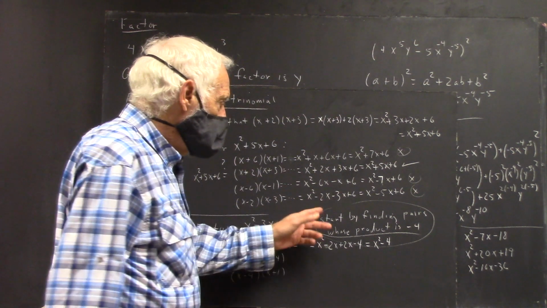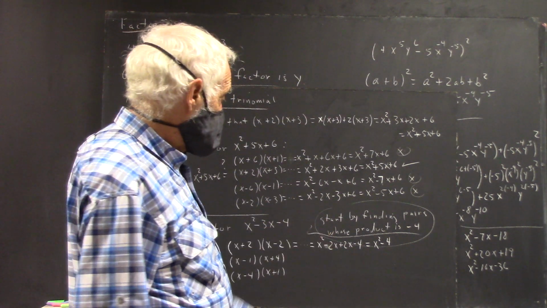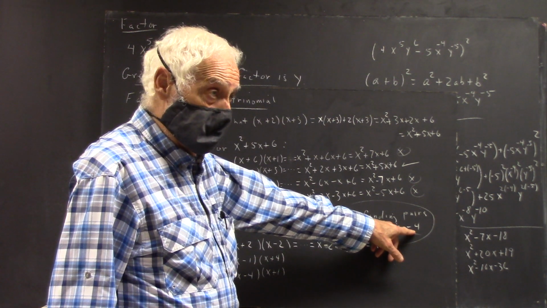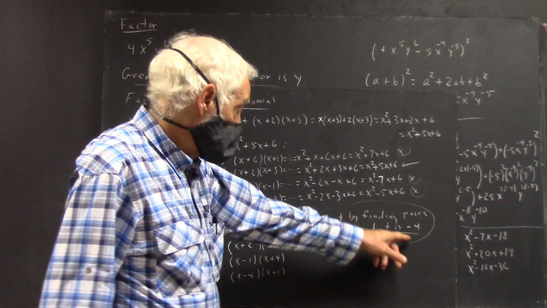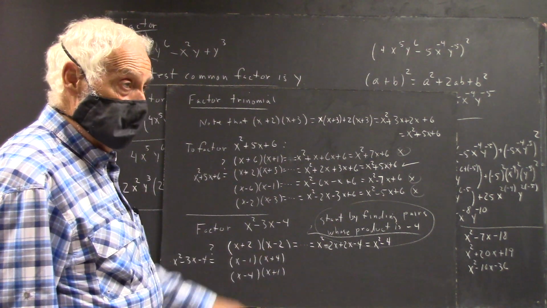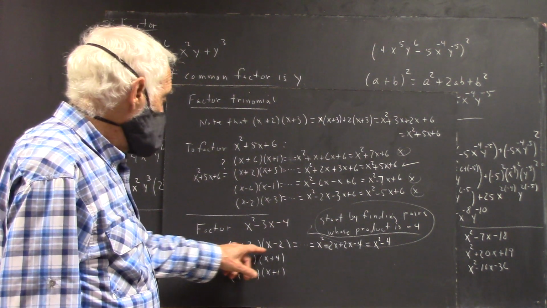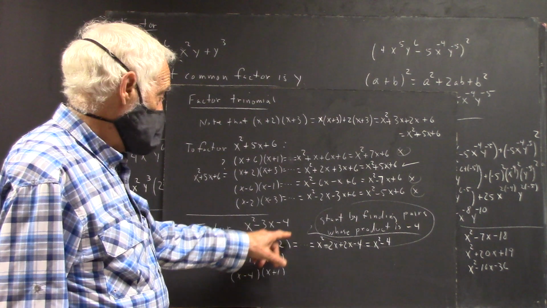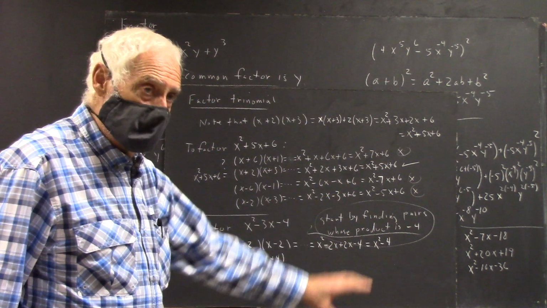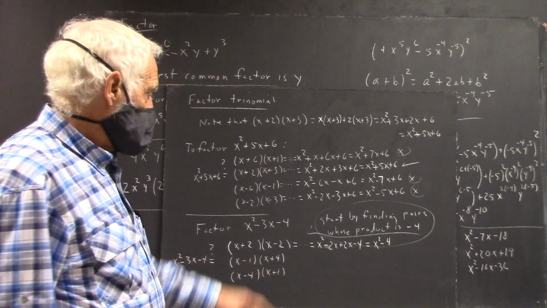Now, a lot of people needed a hint, so I said start by finding pairs that multiply out to -4, or whose product is -4. For example, x plus 2 times x minus 2. The product of plus 2 and minus 2 is -4. And we know, using the distributive law, that it's going to come out that way.